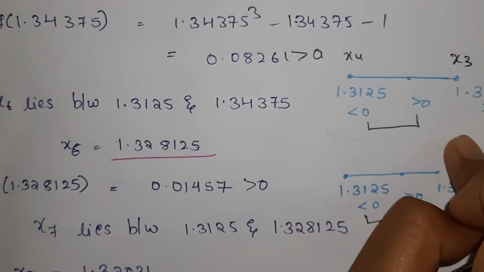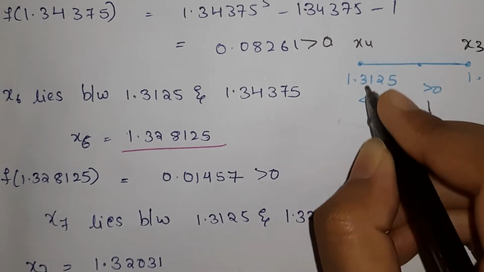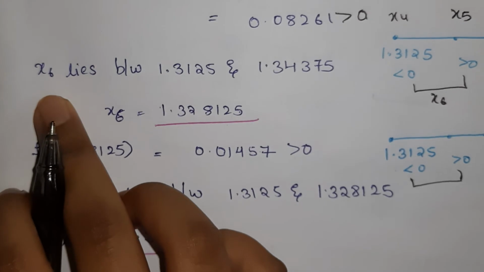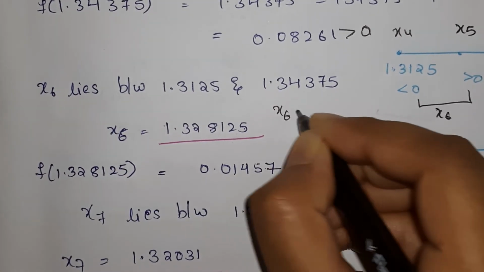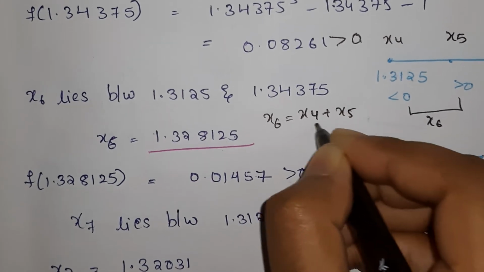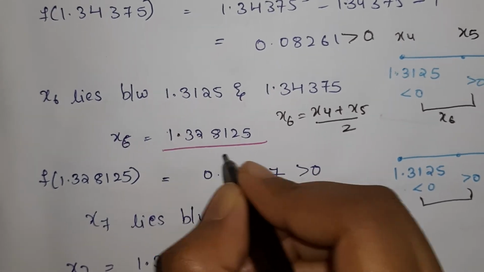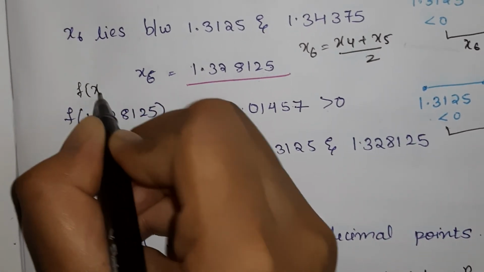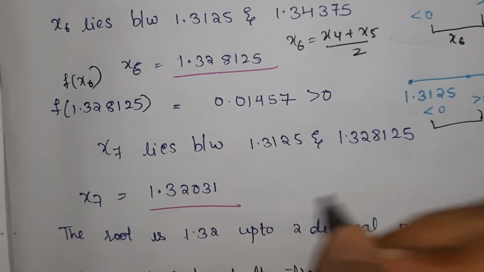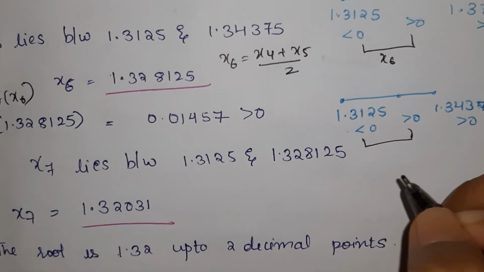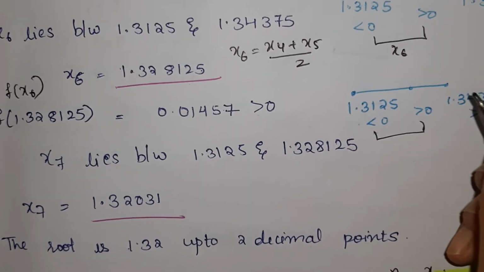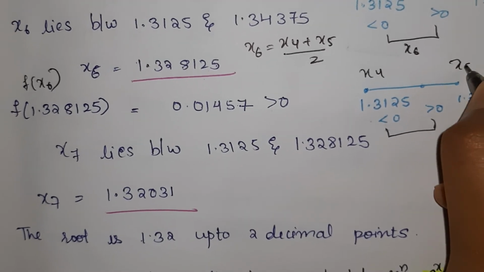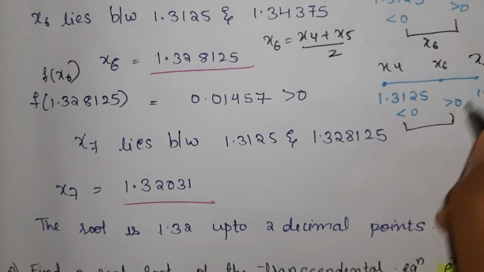Since it is greater than 0, our next x6 lies between x4 and x5. Since x6 lies between x4 and x5, x6 is equal to (x4 + x5)/2, and we got this value 1.32815. Now we have to find f of x6. That is greater than 0. So f of x6 is greater than 0. See here, x6 lies between x4 and x5.